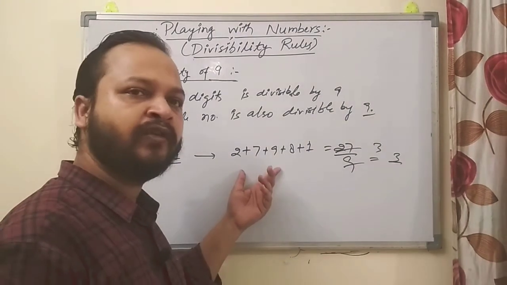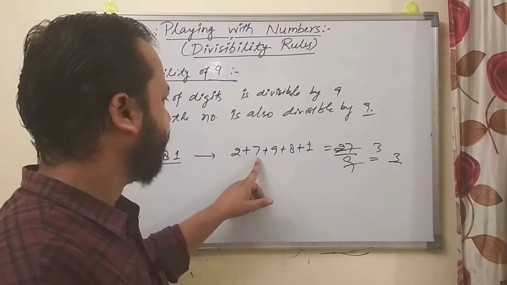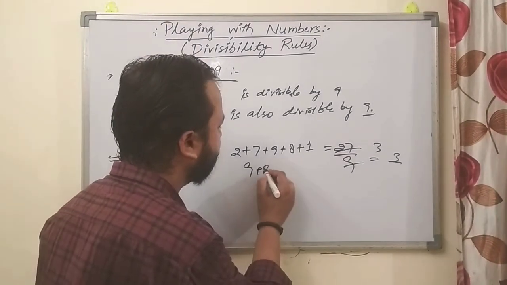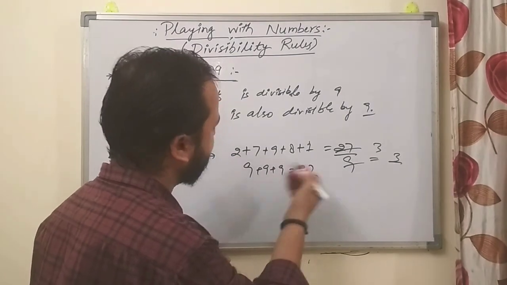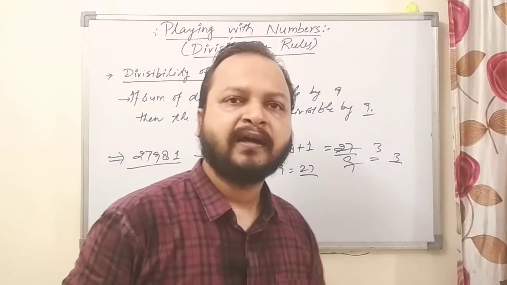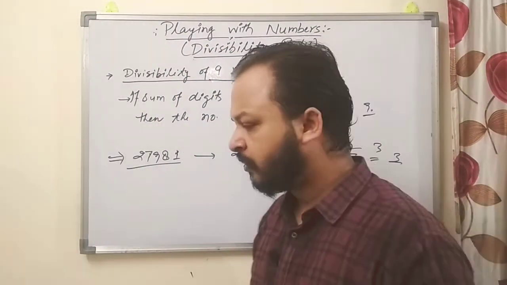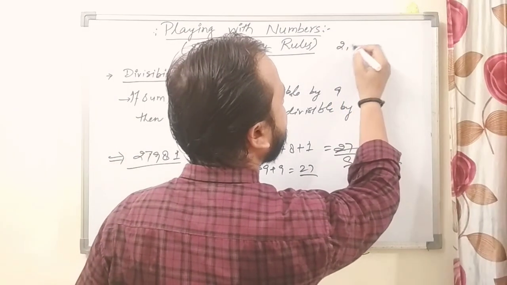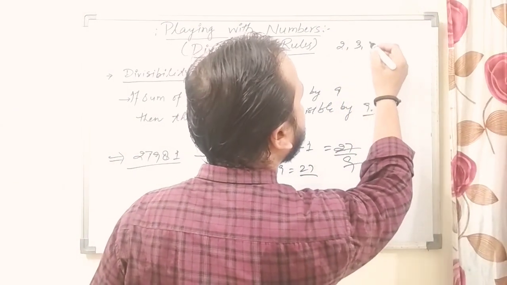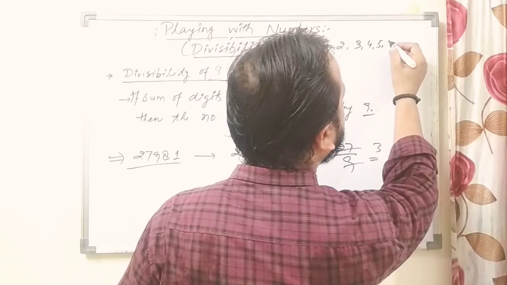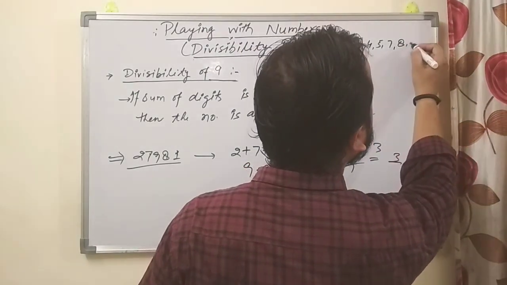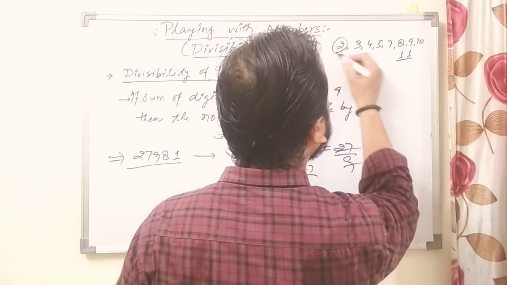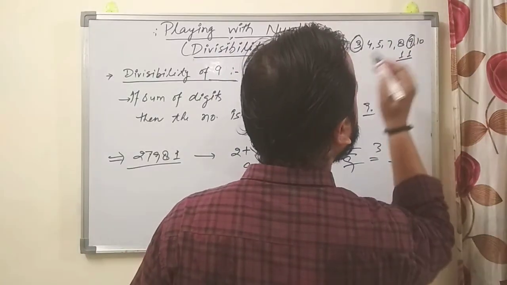And one more thing, you also notice that 2 plus 7 is 9, and 8 plus 1 is 9. There are three 9s. The sum of three 9s is 27. It means it is also divisible by 9. So till now we have completed 2, 3 and 9, out of 2, 3, 4, 5, 7, 8, 9, 10 and 11.